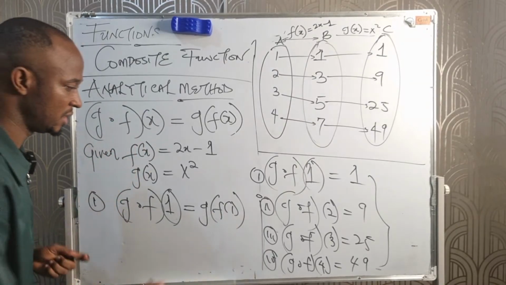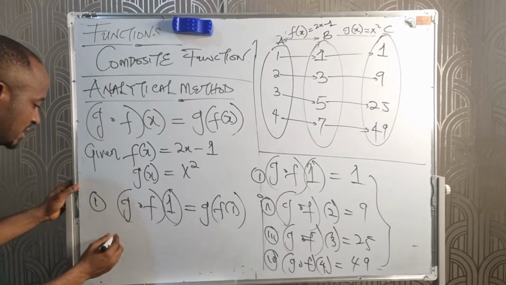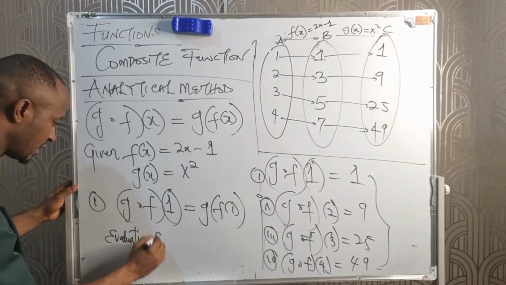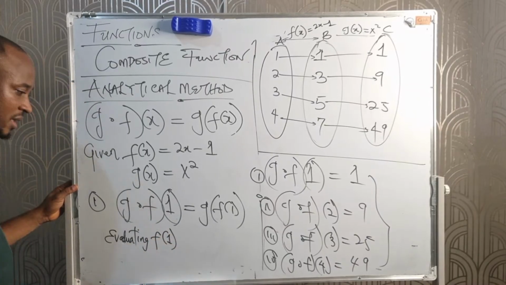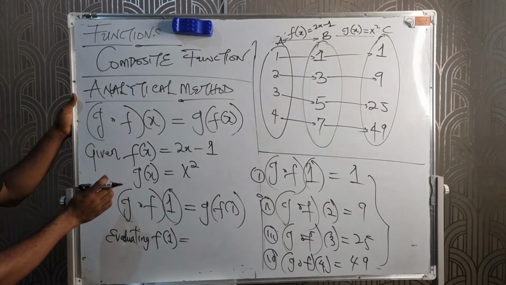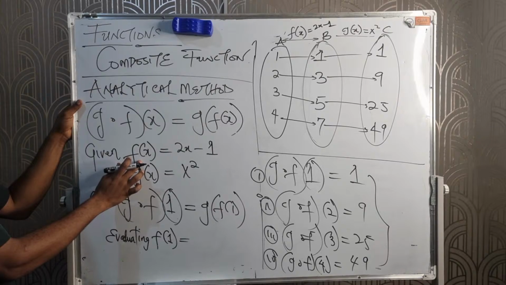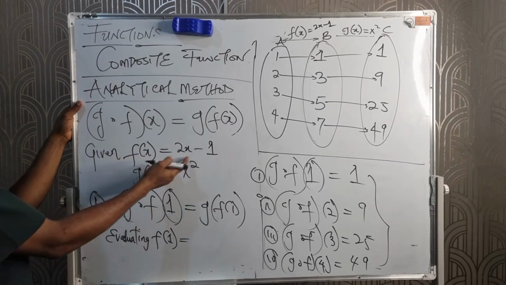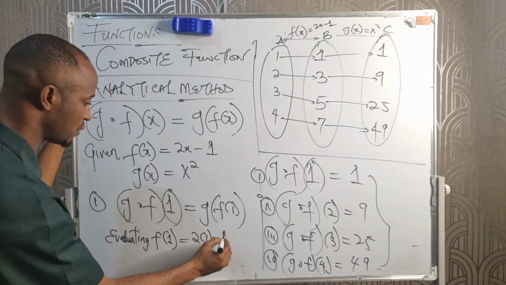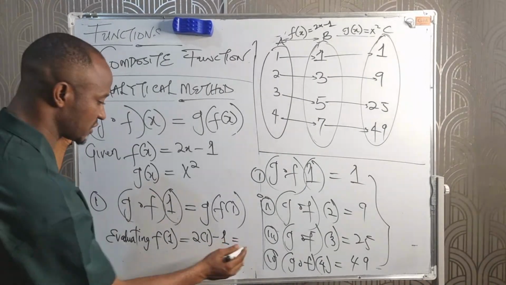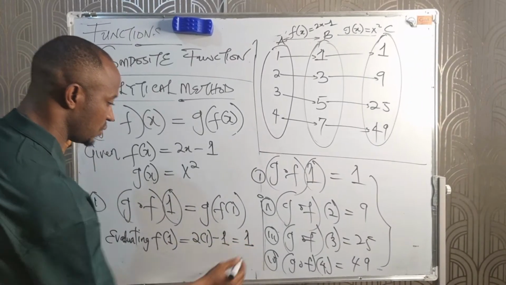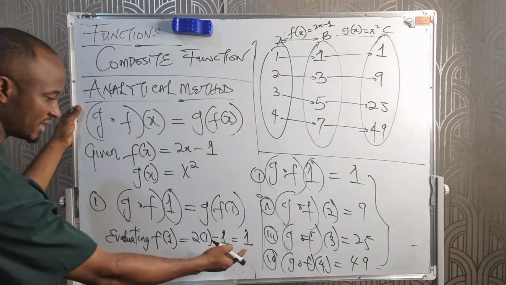So to find f of 1, please take note, I'm going to use my f of x. Meaning that in my f of x, anywhere I see x, I'll put 1. That goes 2 times 1, minus 1. Is that clear? And that will give us what? 2 times 1 is 2. 2 minus 1 is 1. So my f of 1 is 1.